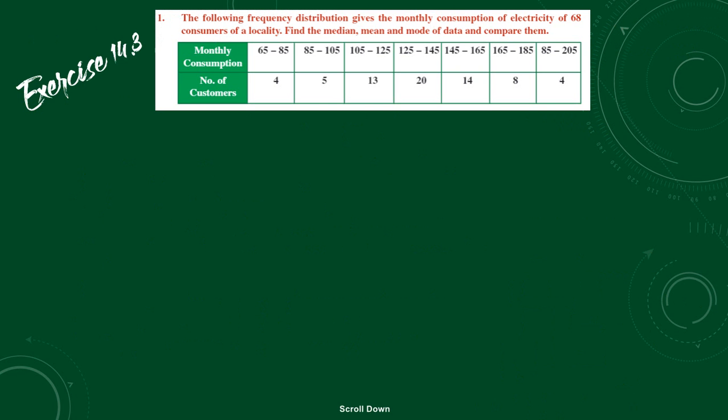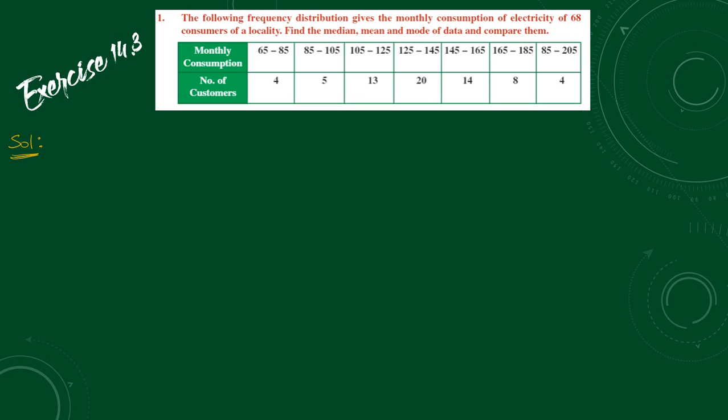Next, moving on to question number 1, exercise 14.3. The following frequency distribution gives the monthly consumption of electricity of 68 consumers of a locality. So total N is given as 68. Find the median, mean and mode of the data and compare them. He is asking you to find all 3 measures of central tendency. One by one we are going to do this problem. First of all we start with the median. Follow this carefully so that you can easily understand the problem, right?